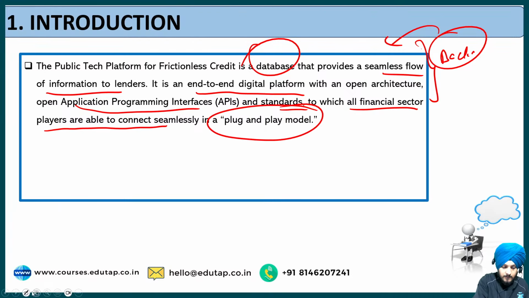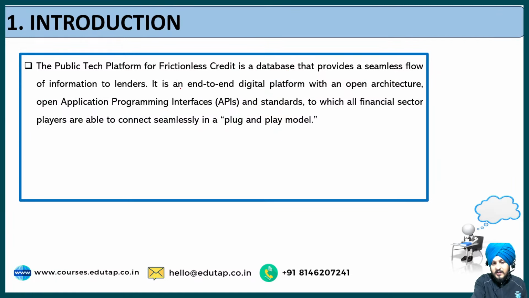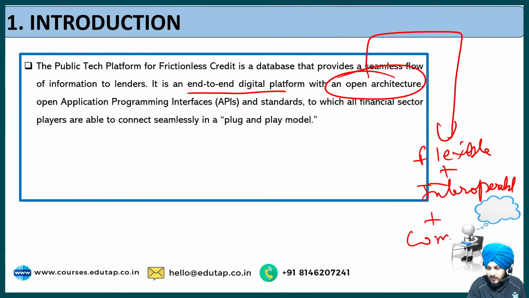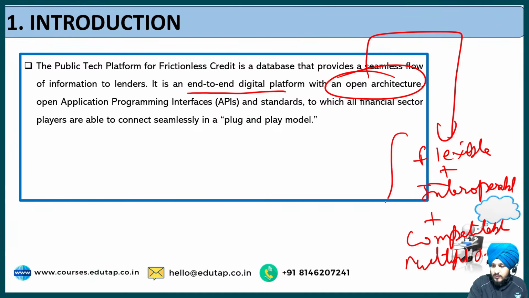Now what does it mean? It is saying that it is an end-to-end digital platform with open architecture. Open architecture means this platform is built to be flexible, interoperable, as well as compatible with multiple operating systems of the banks. So that is why we are saying that this is an open architecture.